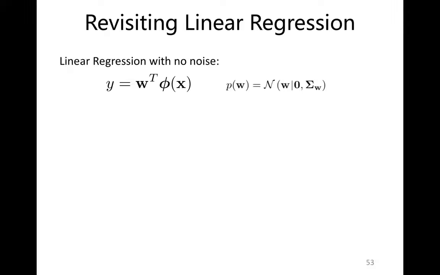I'm thinking about the simplest case possible. There is no noise. Let's say for simplicity that I want to predict y, which is a scalar, from the features, and w is my weight. Because I'm only interested in modeling the conditional, the source of randomness comes from w, which has some sort of prior. For simplicity, let's assume that's a multidimensional normal distribution with mean zero and variance sigma_w. Is the setup clear? It's the simplest regression case possible without any noise.